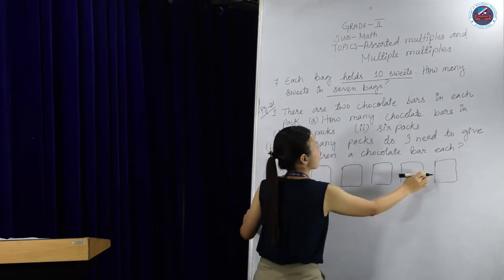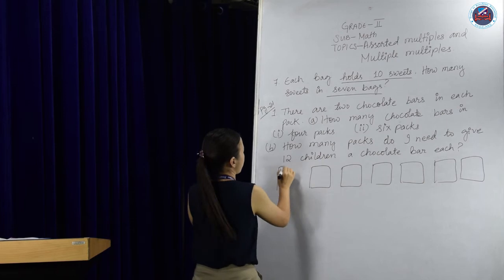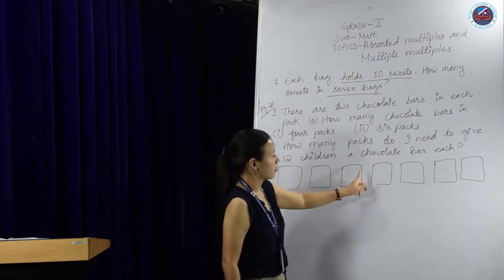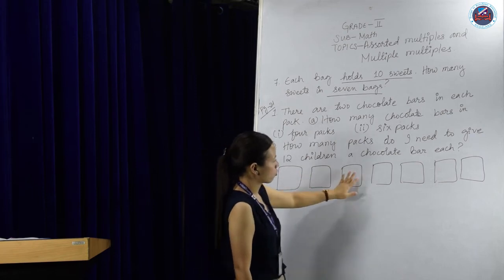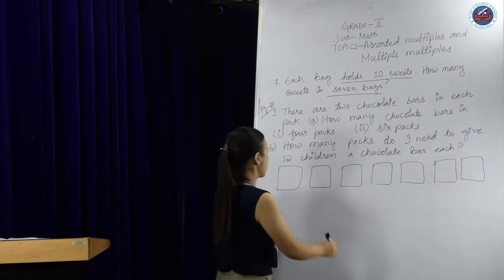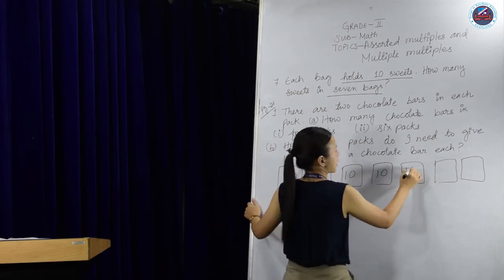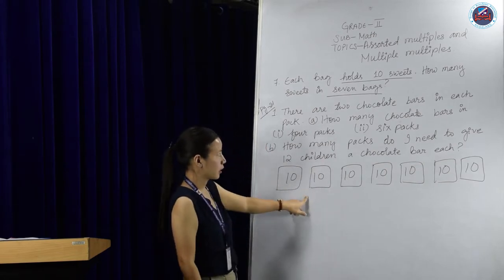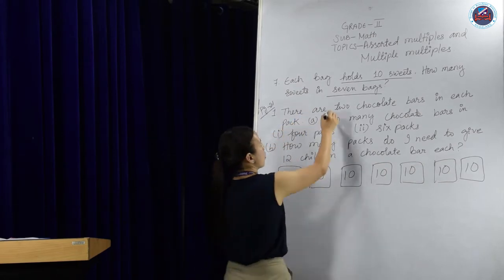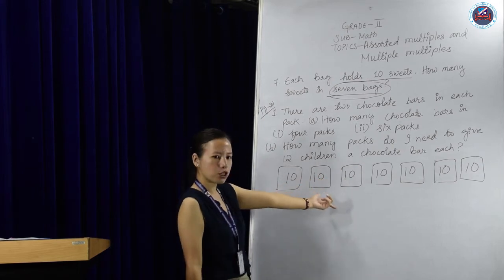1, 2, 3, 4, 5, 6, and 7. Suppose these are your 7 bags, and we know that in each bag there are 10 sweets. 1, 2, 3, 4, 5, 6, 7. So I'm going to write 10 each. That is 10 sweets in each bag. We're going to find out for 7 bags. So in 7 bags, how many sweets will be there?